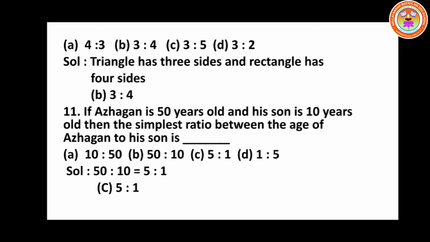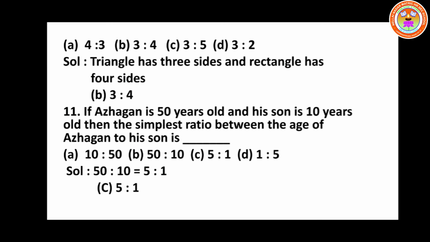Okay, now let us move on to problem number 11. This is your last choose-the-correct-answer, objective type. Let us see this. If Alagan is 50 years old and his son is 10 years old, then the simplest ratio between the age of Alagan to his son, we want to bring it to the simplest form. So the ratio you will get is 50 is to 10. What are the options given? Option A, 10 is to 50. Option B, 50 is to 10. Option C, 5 is to 1. And option D, 1 is to 5.